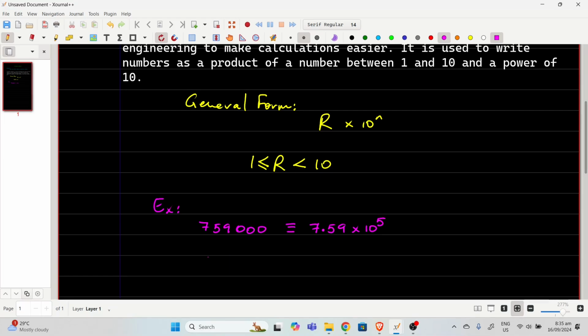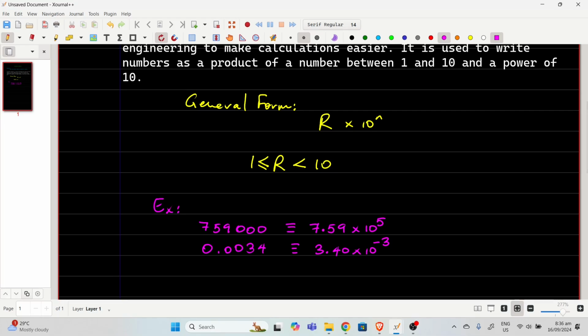Or let's say for instance you have something that's small, 0.0034. Then this can be written as 3.4 times 10 to the negative 3 power. So when you're doing scientific notation, you just have to figure out which direction you're going to be moving the decimal point, and then multiply it by 10 to the power of something.